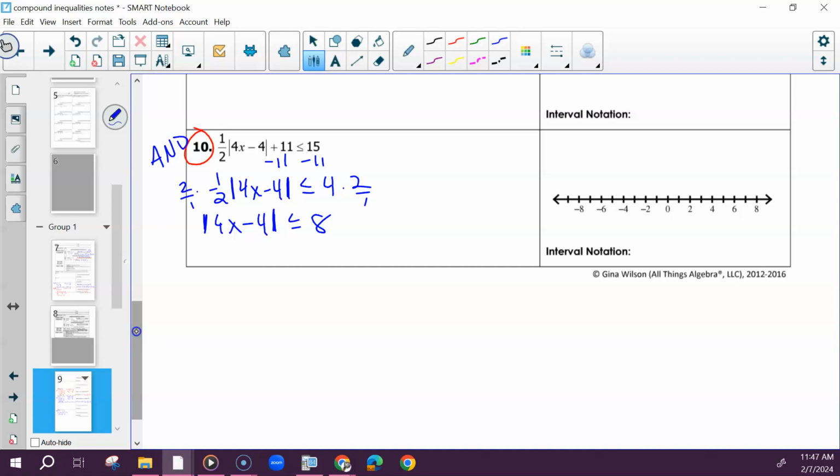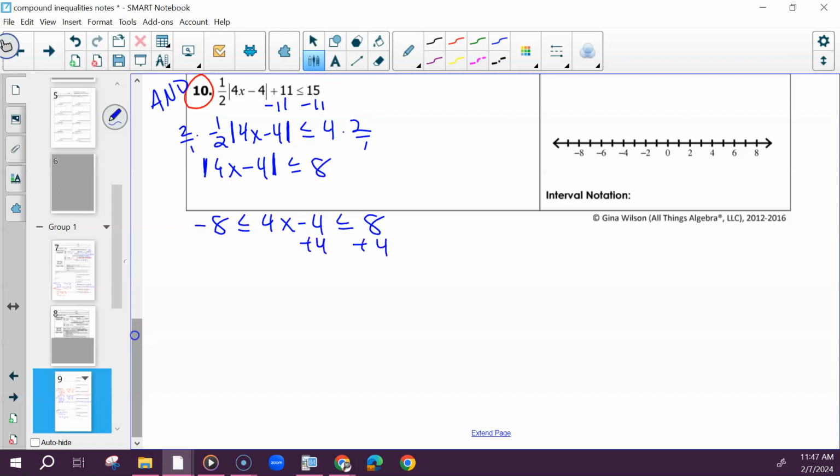So that means I should be able to write it as a condensed inequality. So that would be 8 and negative 8. So you could write the two separate ones and then condense it, or just go straight into negative 8 is less than or equal to 4x minus 4, which is less than or equal to 8. And then go ahead and solve that.